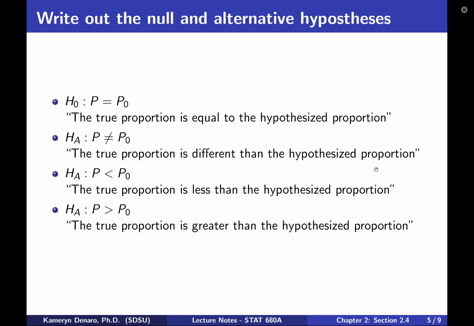If we want to test that the true proportion equals some hypothesized proportion, we can set up the null hypothesis to be p equals p naught. And then we have three choices for our alternative hypothesis. We could do a two-sided test where we say the true proportion is different than the hypothesized proportion. We can do a less than test: the true proportion is less than the hypothesized proportion. Or we can do a greater than test: the true proportion is greater than the hypothesized proportion. So p is the true value from the population and p naught is the hypothesized proportion.